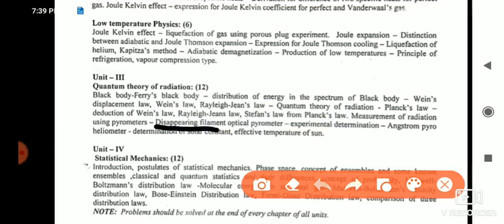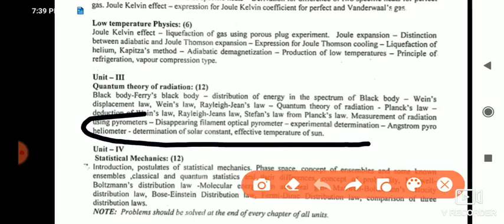Important questions are disappearing filament optical pyrometer, which is one long answer, and angstrom pyrheliometer, the second long answer. For short answers, you may be asked determination of solar constant, that is, angstrom pyrheliometer, determination of solar constant. And you may ask for short answer effective temperature of sun. So it is better to prepare the second part, that is pyrometers.